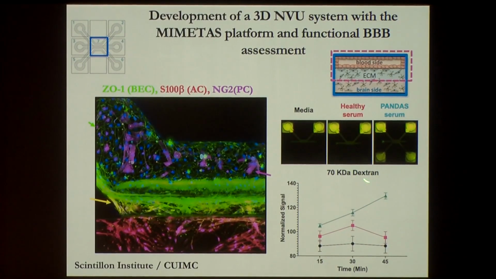And what's interesting to see is, when we look at the diffusion of this tracer, 70 kilodalton dextran, you can see that it diffuses at a much higher rate when the 3D system is infused with sera from PANS children. This suggests that indeed at the acute phase of the disease, the expression of the cytokines that is characteristic of microglia or macrophages may in fact drive barrier dysfunction and may promote antibodies to enter the brain.